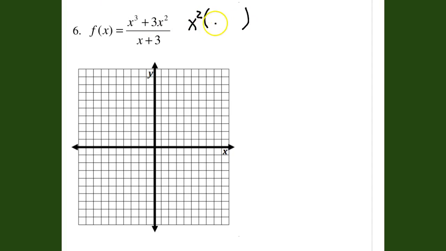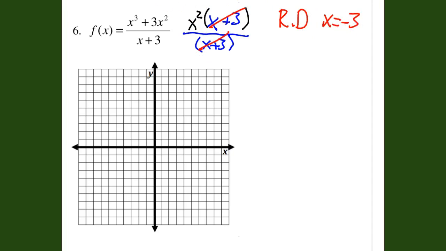And we're left with x, because x squared times x is x to the third. X squared times what is 3x to the second? That would be +3. And that's going to be all over what's already down there in the bottom, an x plus 3. So there we have the removed discontinuity of -3.